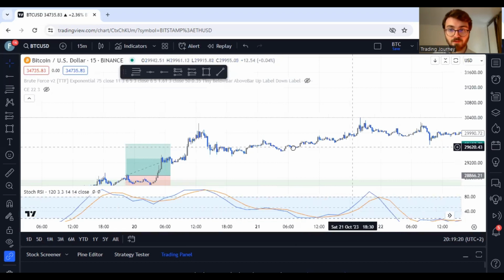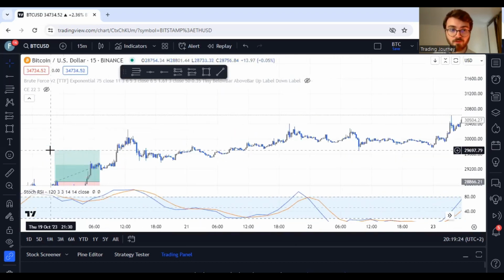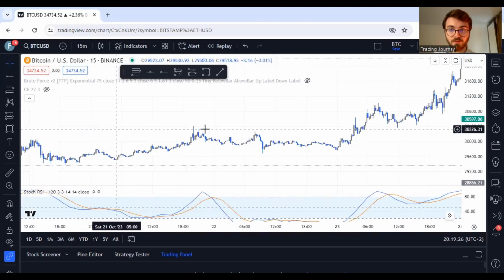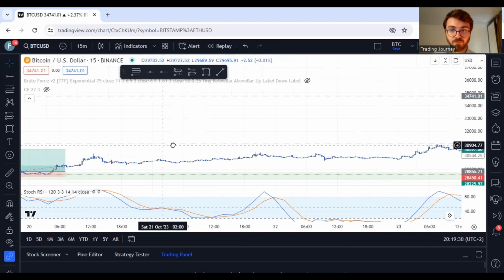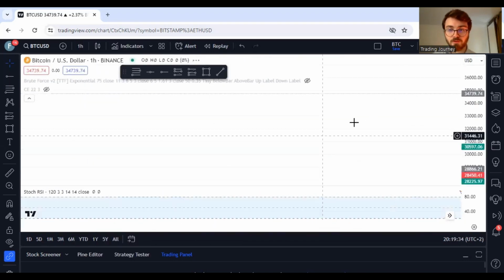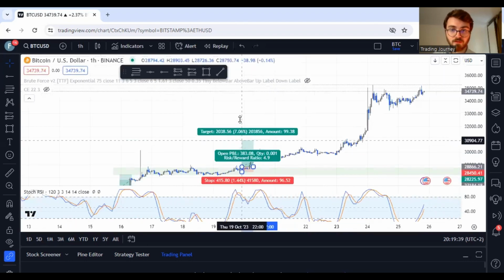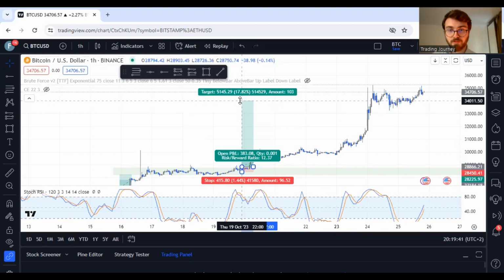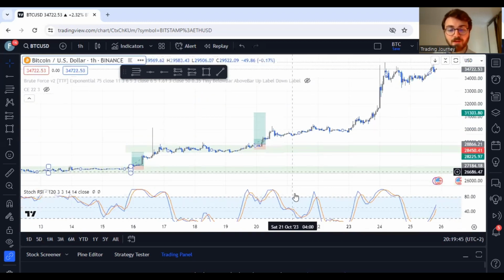And here it's kind of doing its thing for a few hours, but after a while we can see that it starts going way up. And potentially, if we would hold this, we would get a really, really nice risk to reward. So let me just see, how much would that be? Yeah, that would be 12 risk to reward. Of course, this doesn't happen all the time.